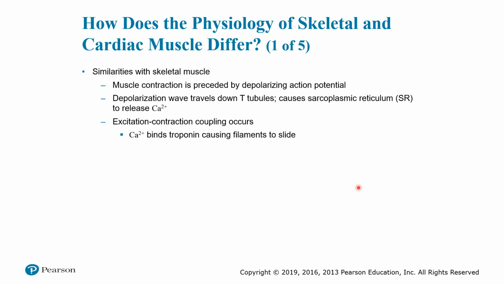Let's look at the differences of skeletal muscle cell and the cardiac muscle cell. So how are skeletal muscle and cardiac muscle similar? Muscle contraction is preceded by depolarizing action potential both in cardiac muscle and in skeletal muscle. And then the depolarization wave travels down the T tubules, causing the sarcoplasmic reticulum to release calcium. And then excitation-contraction coupling occurs. The actin and the myosin interact and the contraction occurs. Calcium binds troponin, causing filaments to slide.